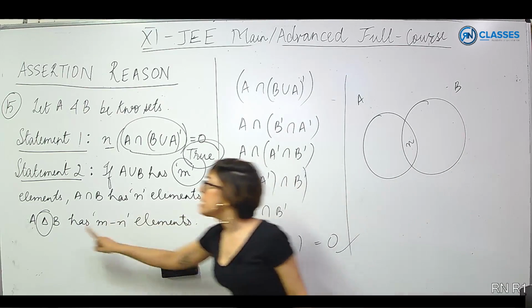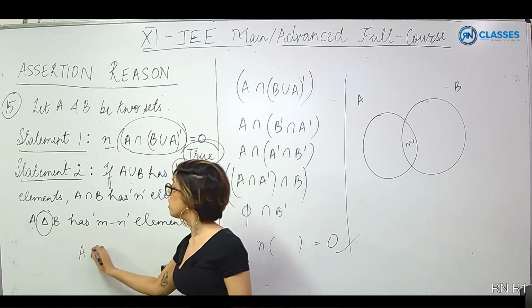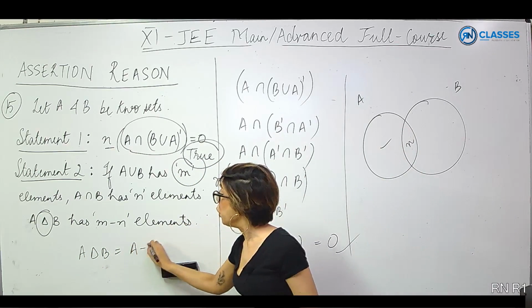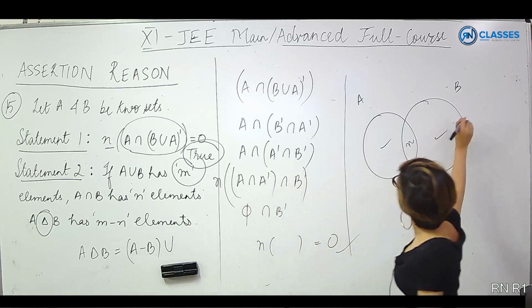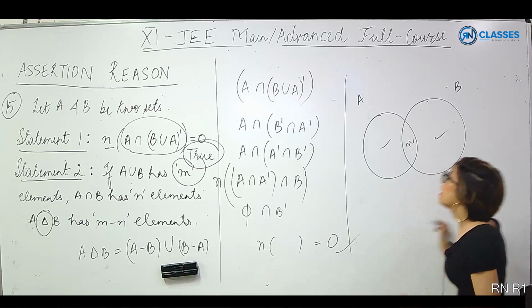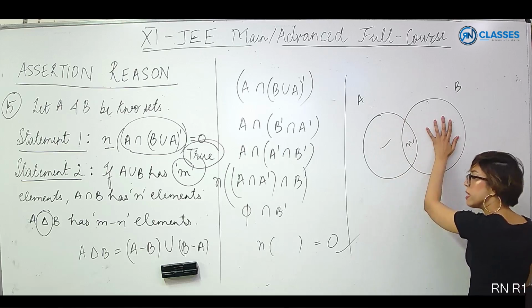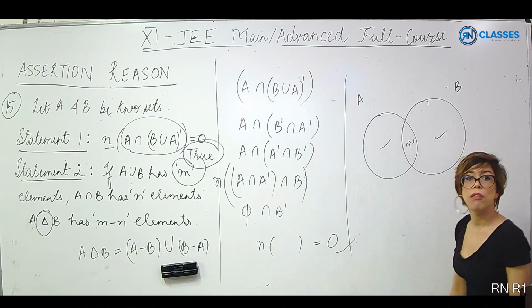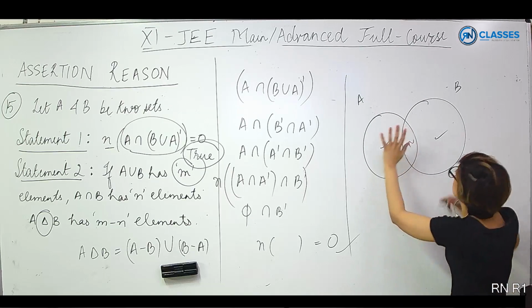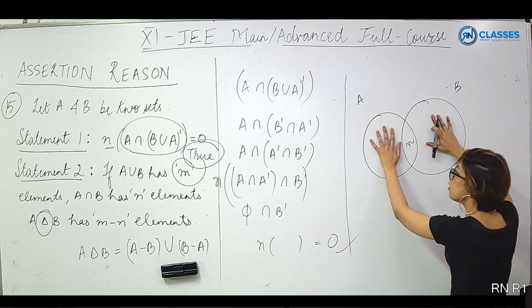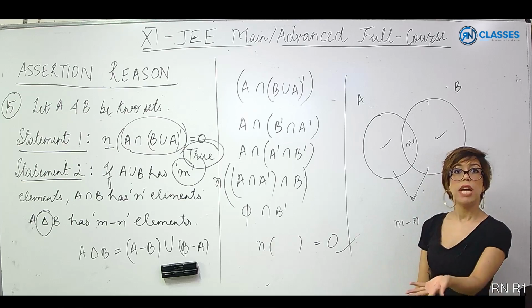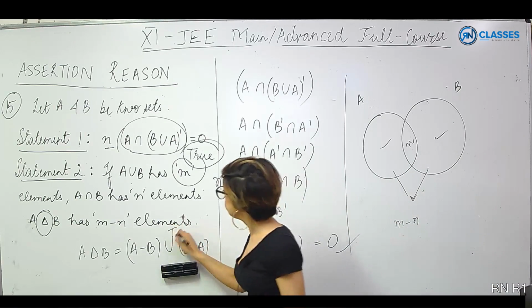Then he says A symmetric difference B. What does A symmetric difference B mean? That means this region as in A minus B, union this region, that is B minus A. Obviously, you can see that these two regions are non-overlapping. Then he says that this united with this will have m minus n elements. Obviously, the total number of elements was m. n is here, that means the rest of the elements will go either here or here. So if I add these two, the sum should be equal to m minus n. That means statement 2 is also true.